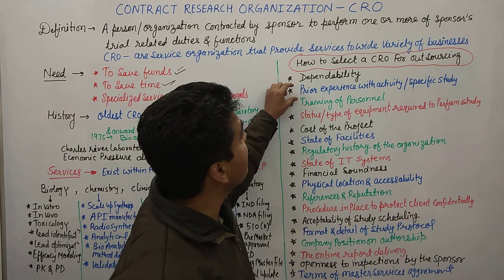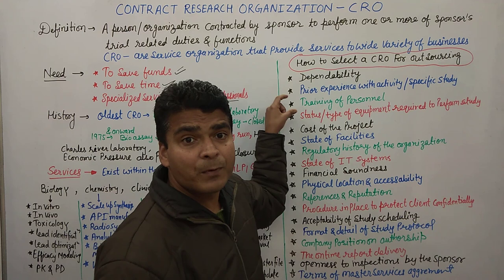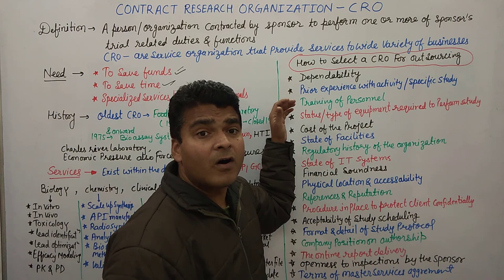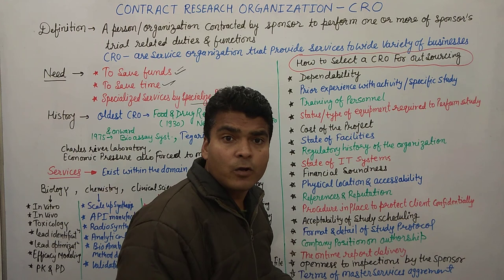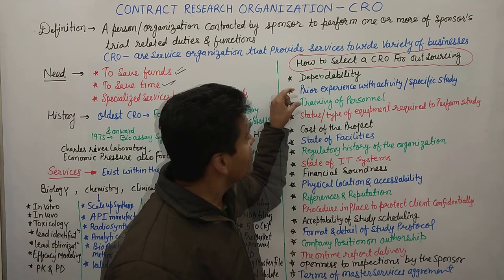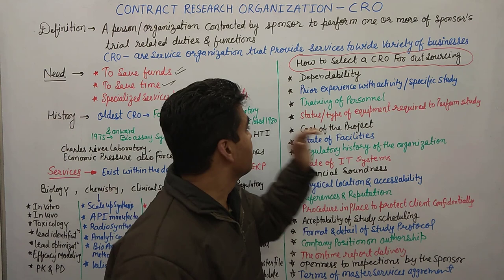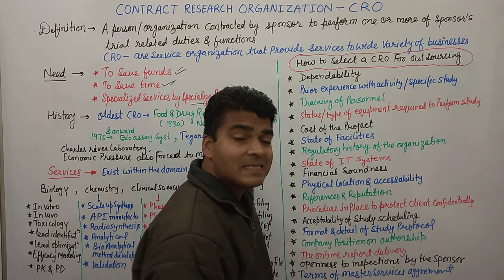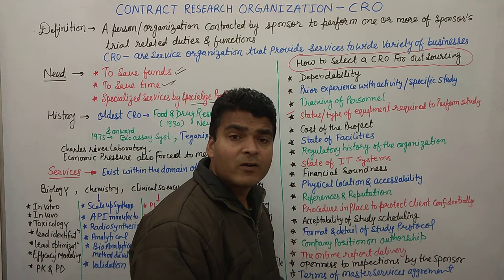Then training of the personnel. In the CRO, whether the people who are involved in doing the work are properly trained, or whether those people are aware of the recent advancements in technologies or software or molecular biology work? This is also an important point to be considered by the sponsor. Then status and type of equipment required to perform studies. The sponsor must know what kind of equipment is required for their study, and whether such equipment is available in the CRO or not. So this is another important task.